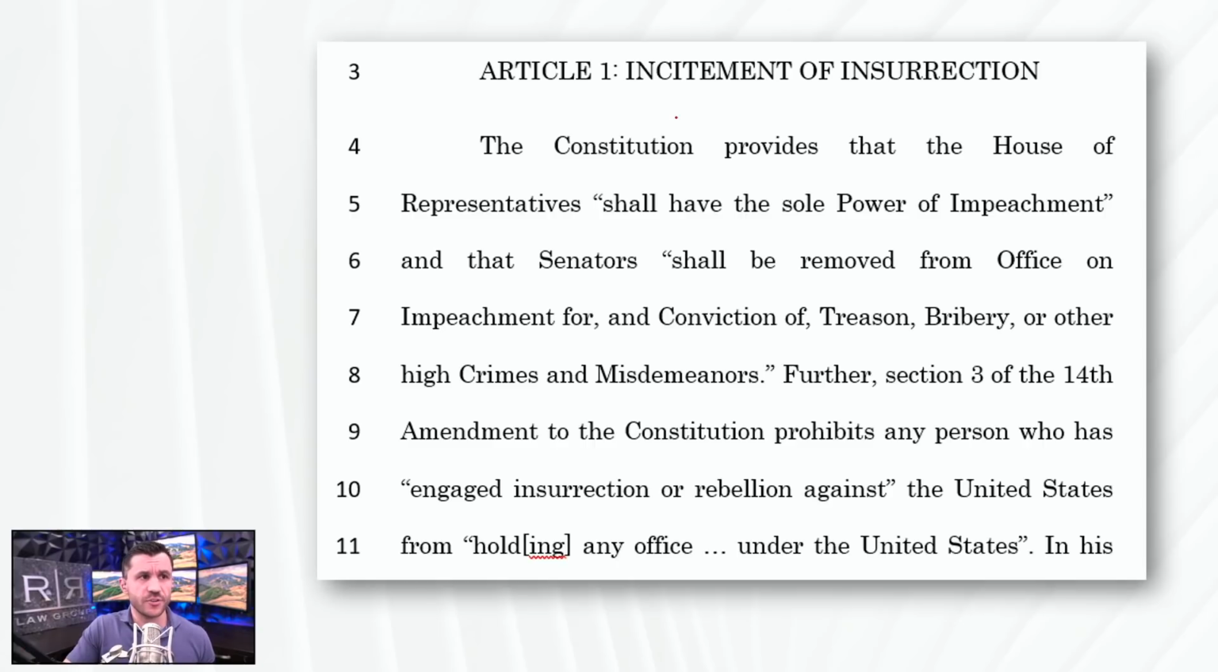Then we get to the good stuff. Article 1, incitement of insurrection. Once again, all of this is exactly the same language that is in their article. The only thing I basically changed was the word from president to senator. And here is the language. Further, Section 3 of the 14th Amendment prohibits any person who has engaged in insurrection or rebellion against the United States from holding any office under the United States.